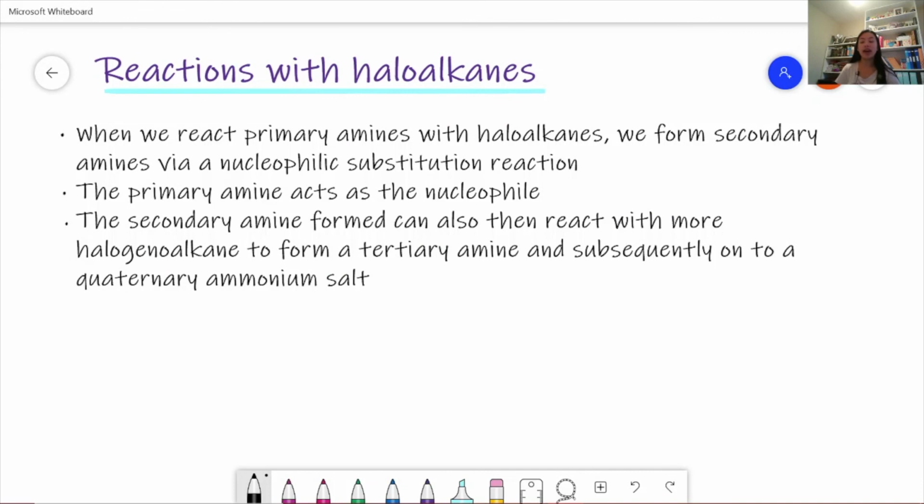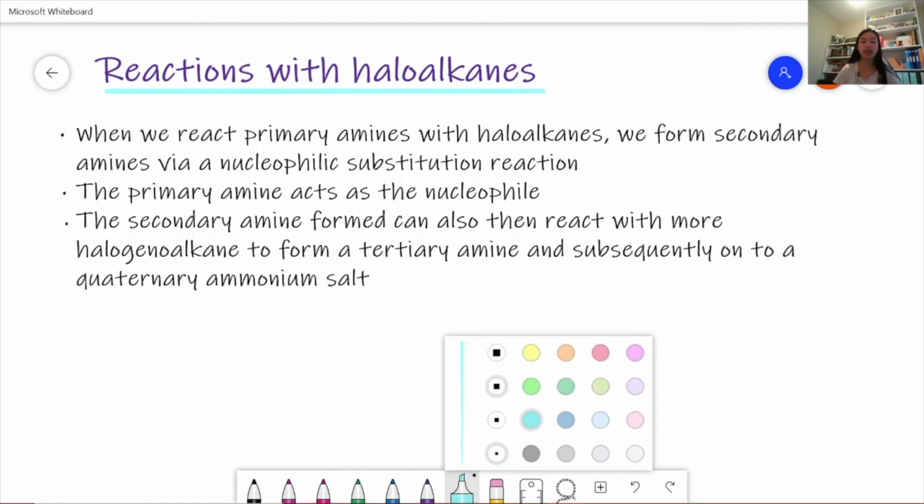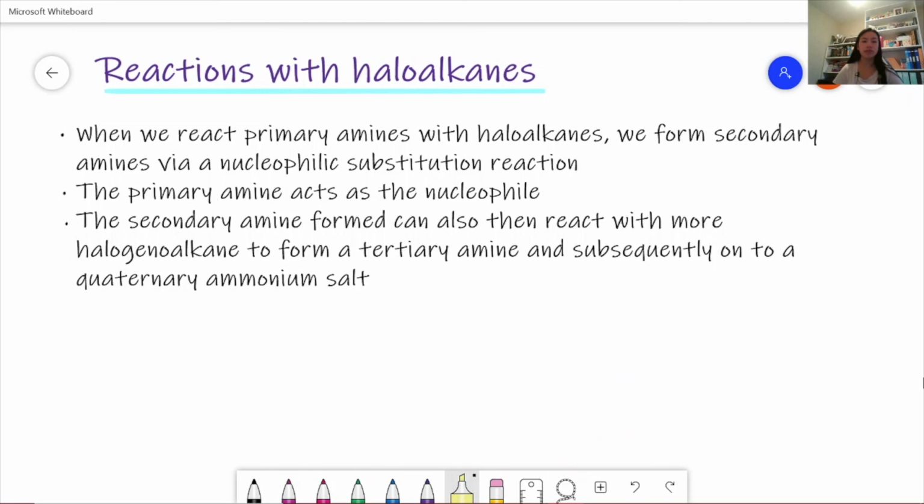Now we're going to have a look at the reactions with haloalkanes. So when we react primary amines with haloalkanes, we can form secondary amines, and this is via a nucleophilic substitution reaction. And the primary amine acts as a nucleophile because of that lone pair of electrons on the nitrogen that it can donate to an electron deficient carbon to form a covalent bond. And the secondary amine formed can also then react with more halogenoalkane to form a tertiary amine, and then subsequently onto a quaternary ammonium salt.